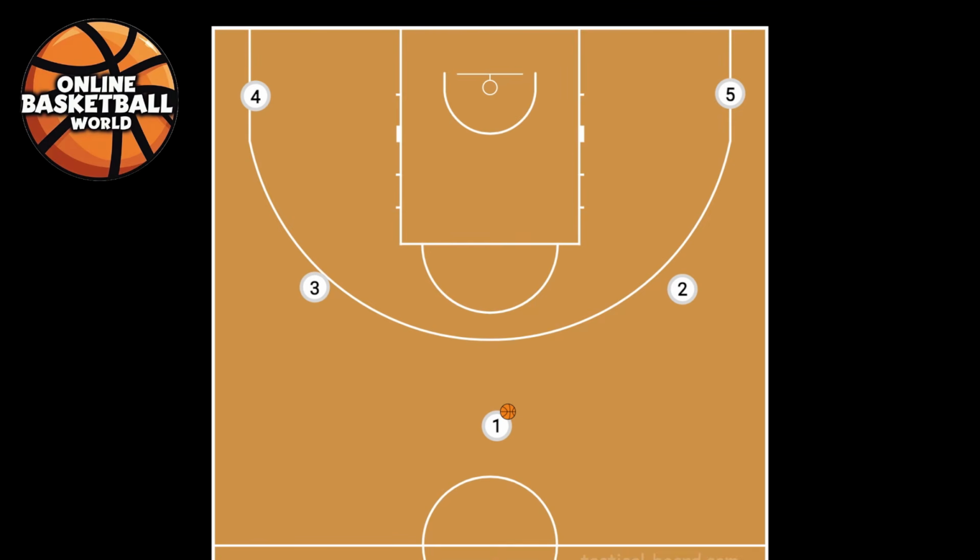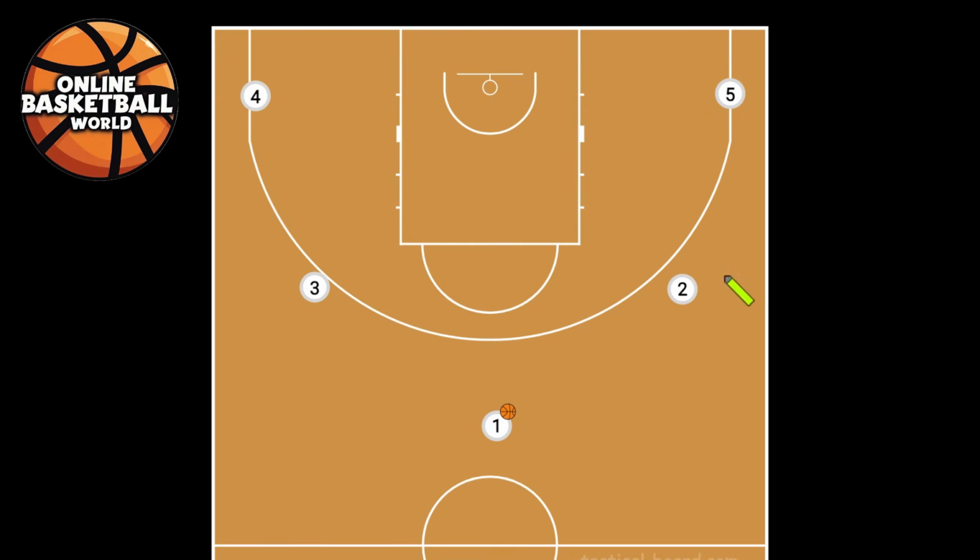So step one with the 5-out motion offense, we need to get some sort of movement, right? What can we get going? There's a few options. One, we can do some sort of cut, or two, we can get a down screen going. What I like to do with my teams is give them the freedom to choose. As long as you do one of those movements, that's fine.